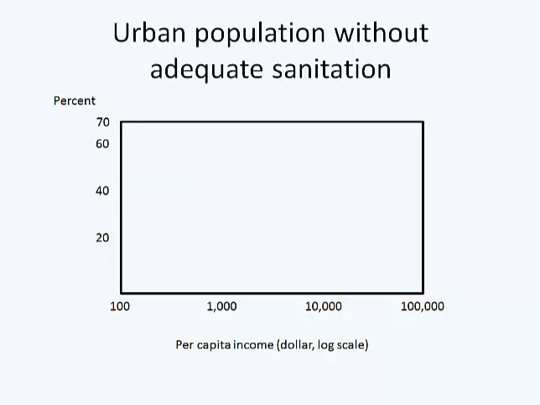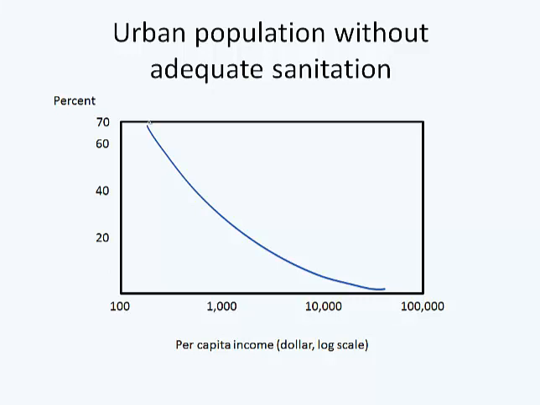The next example tries to show the urban population without adequate sanitation. So again, here we have from 0 to 70% of the urban population without adequate sanitation, and on the horizontal axis we have from 100 to 100,000 per capita income, shown in dollars. This one has a very similar shape to the previous one. It looks something like this.